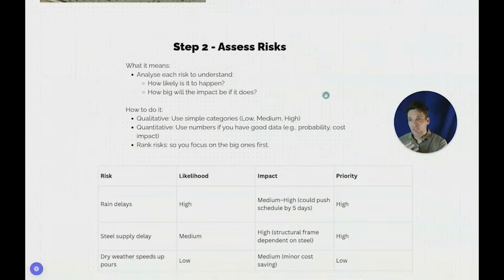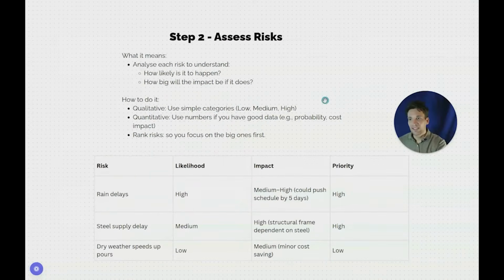Step 2 is we then need to assess the risk. What this means is we need to analyze for each risk how likely it is to happen and how big the impact will be if it does occur. We can do this qualitatively using categories like low, medium, or high, like the risk register and the risk matrix I showed you in the last section. Quantitatively, if we've got good data, we could actually calculate these numbers specifically. For example, we could look at how much it's rained over the last 10 years, how variable that is, how accurate our assumptions can be, and then we rank our risks.